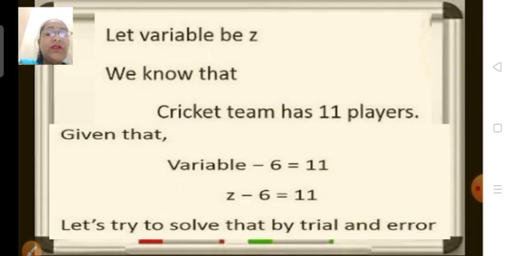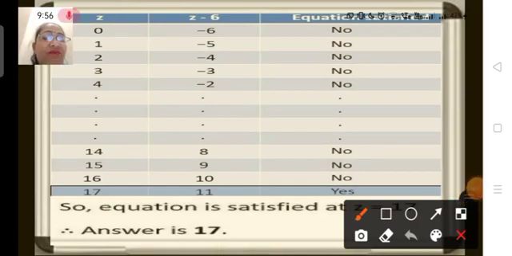So our equation is z minus 6 equals 11. Let's try to solve this by the trial and error method. Now we will find out for which value of z the expression z minus 6 becomes equal to 11. First we will take the value of z as 0. If we put z as 0 in z minus 6, we will get 0 minus 6, which is equal to minus 6. And we want z minus 6 as 11, but we are getting minus 6. That means for z equals 0, the equation is not satisfied.